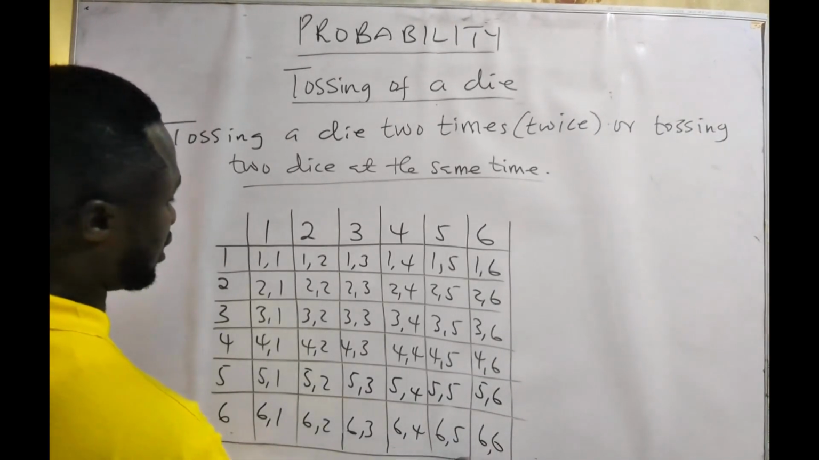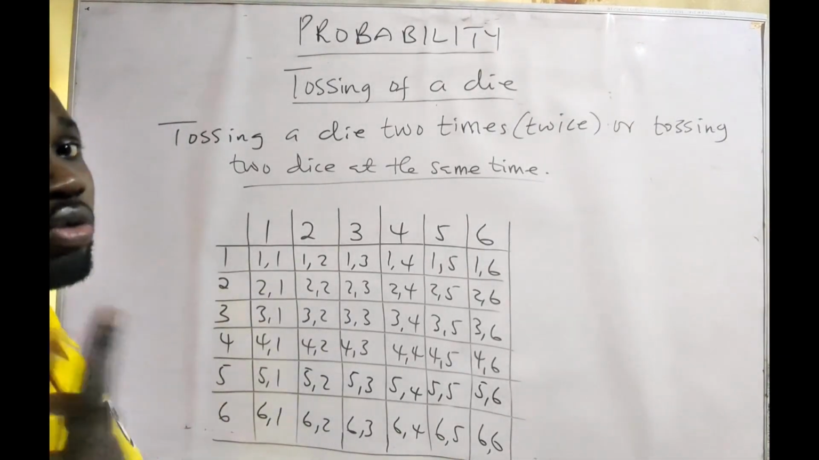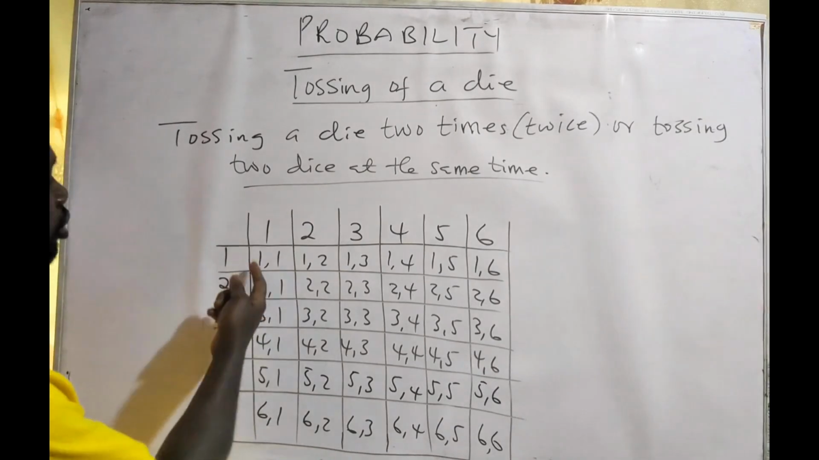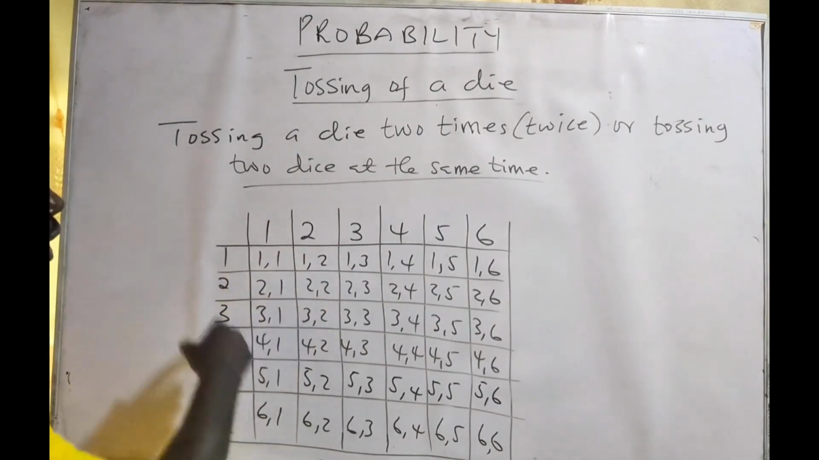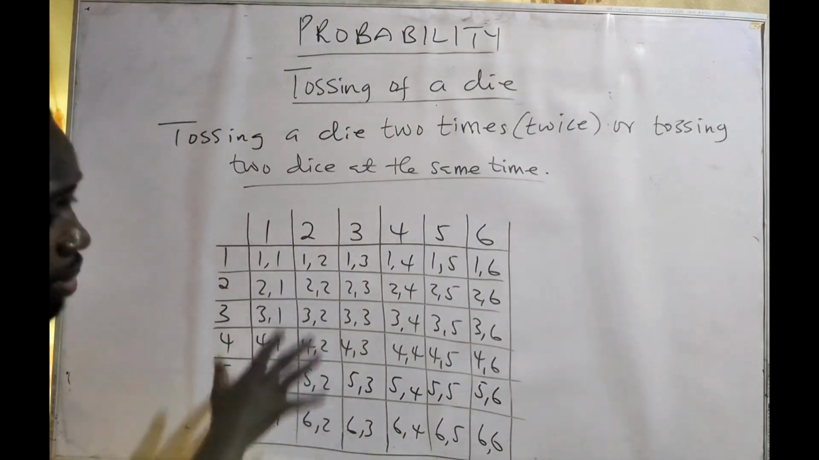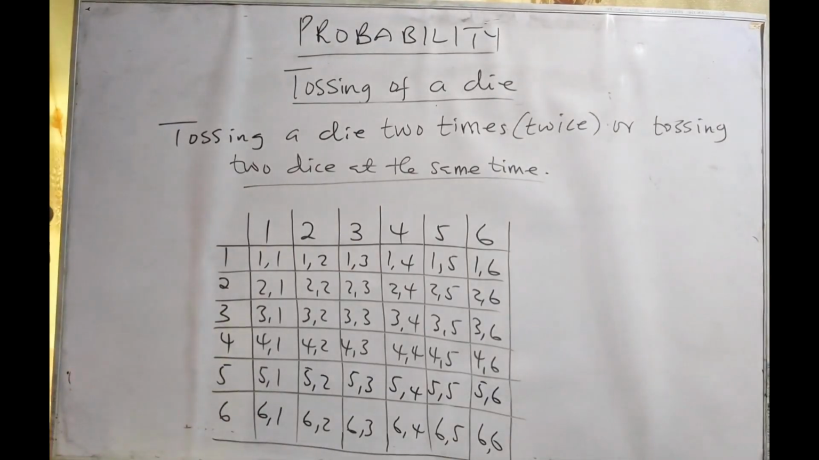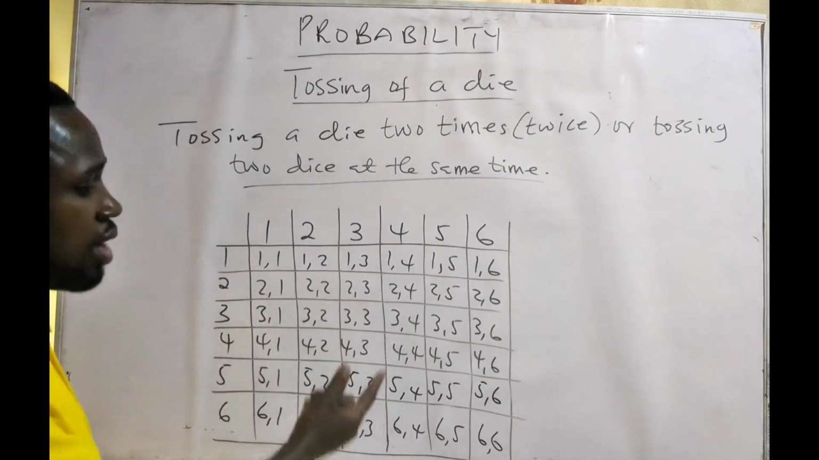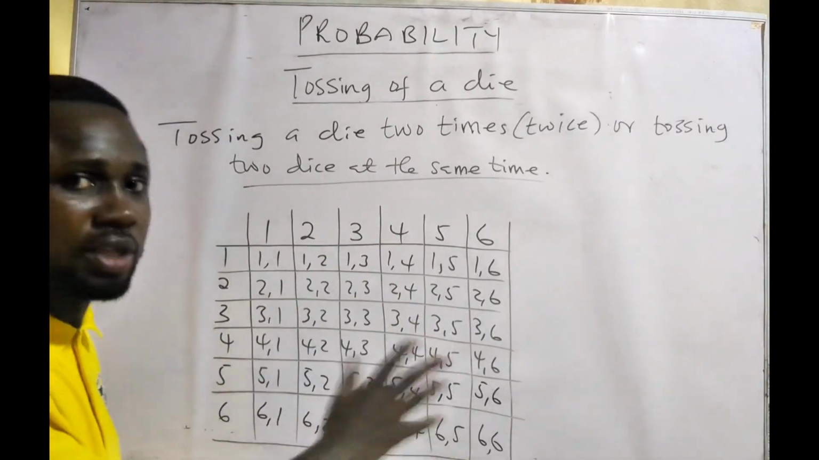5 2, 5 3, 5 4, 5 5, 5 6, 6 1, 6 2, 6 3, 6 4, 6 5, and then 6 6. So when we toss a die 2 times, or 2 dice are tossed at the same time, these are the possible outcomes. Either one will show 1 and another one will show 1, or one will show 1 and another one will show 2. These are all the possible outcomes that can happen, and that's why we call them possible outcomes.